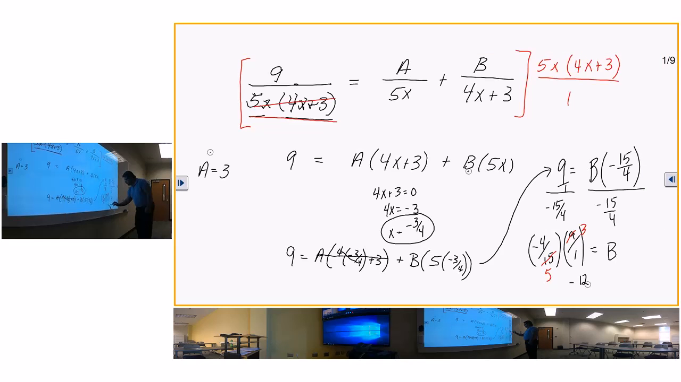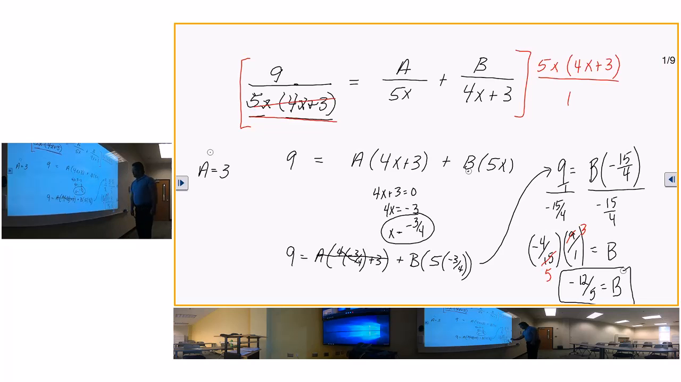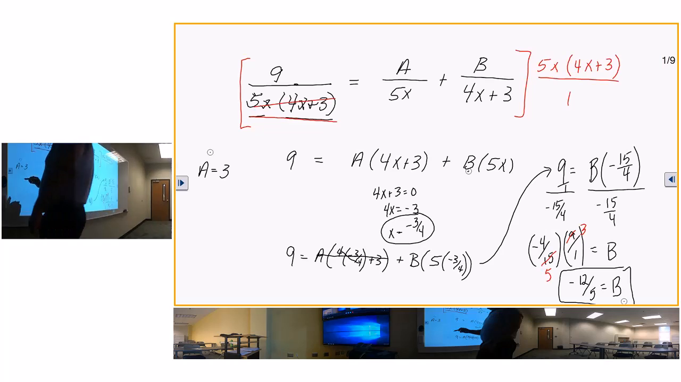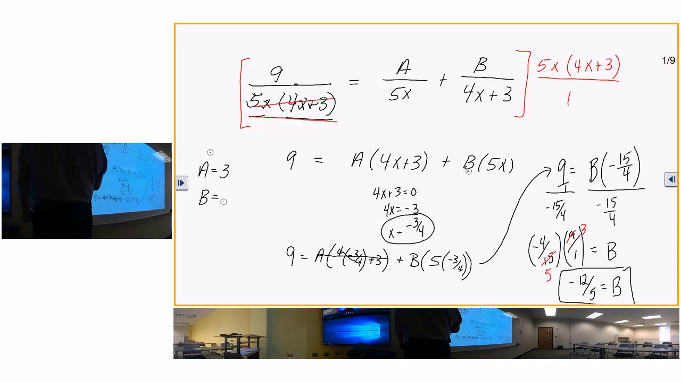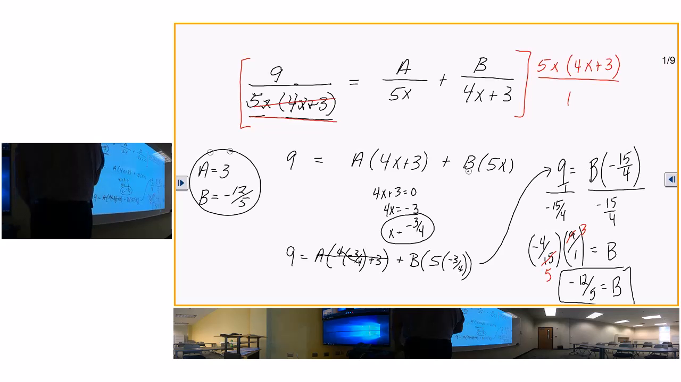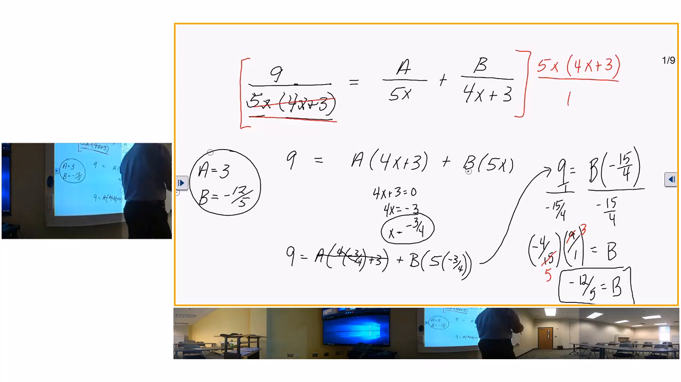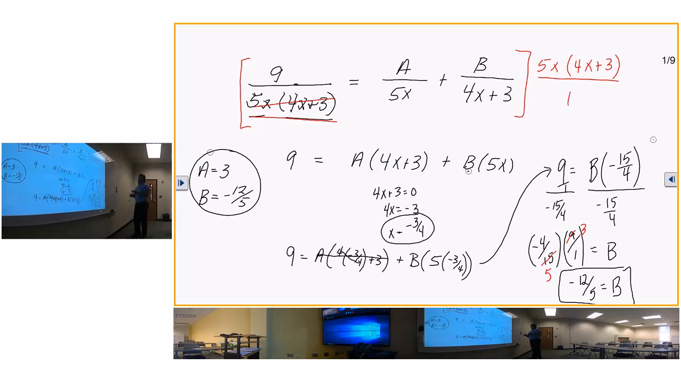Negative 12/5 is equal to b. And we're going to go over here and write that over here. b is equal to negative 12/5. So we're done with the problem now. Pause it if you need to catch up with whatever I wrote down. But I'm going to erase this, and now we're going to finish the problem.